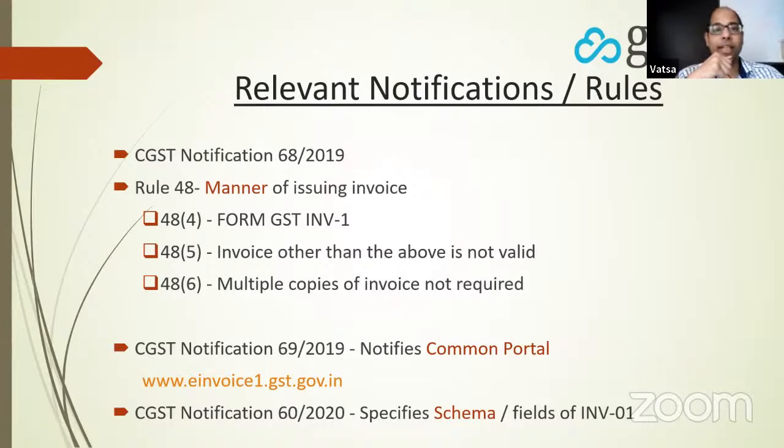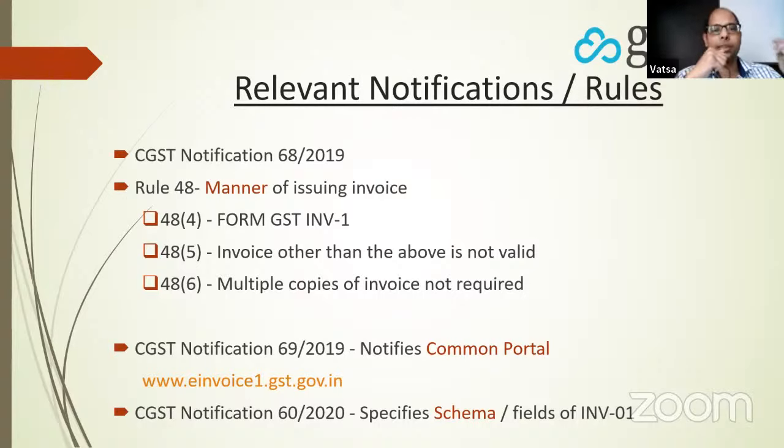Sub-rule 5 says an invoice other than the one prepared under sub-rule 4 is not a valid invoice. For example, if you prepare an invoice on paper, print it, sign it, seal it, it does not matter. It's not an invoice. Only if you prepare it electronically, register with the government and get the acknowledgement, that is an invoice. That's what these 2 provisions of the rule say.